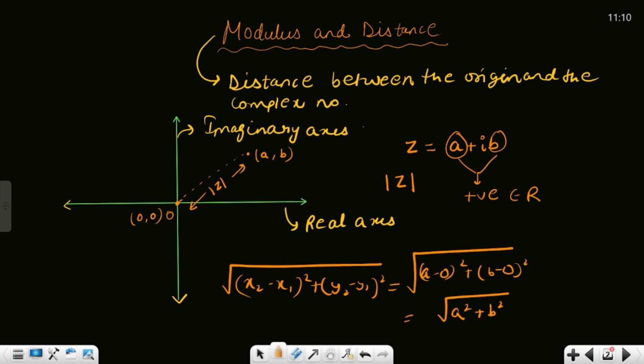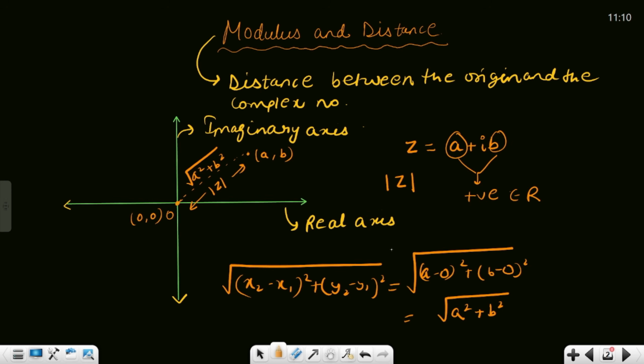So this under root of a square plus b square is nothing but the modulus. It gives us the distance between the origin and that point a comma b. Basically, this is the whole concept behind the modulus.